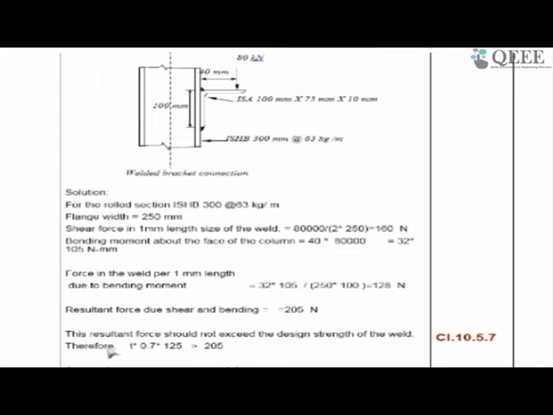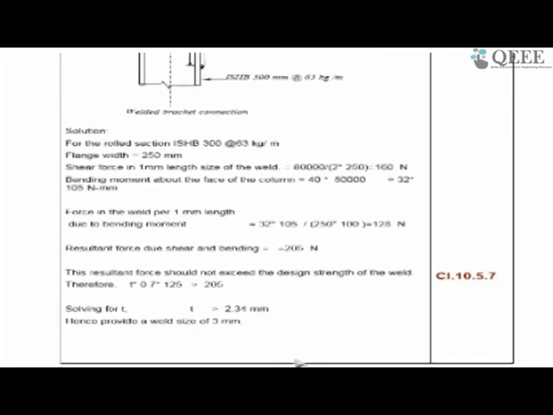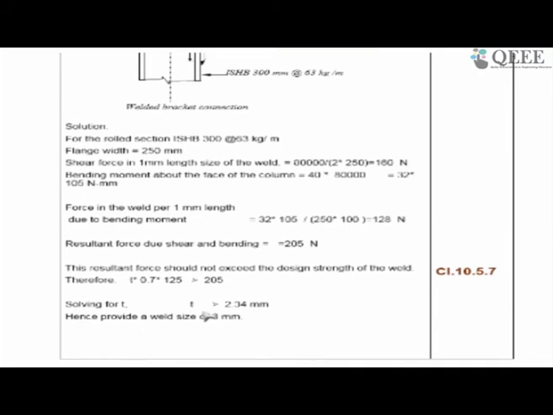Length of the weld, let's take the size of the weld as S into 0.7 will be the throat thickness into 125, sorry, 125 is the capacity of the weld per millimeter length. So that should be greater than this 205. So the weld has to have a size of at least 2.34 mm. Okay, so we will provide a 3 mm weld size.